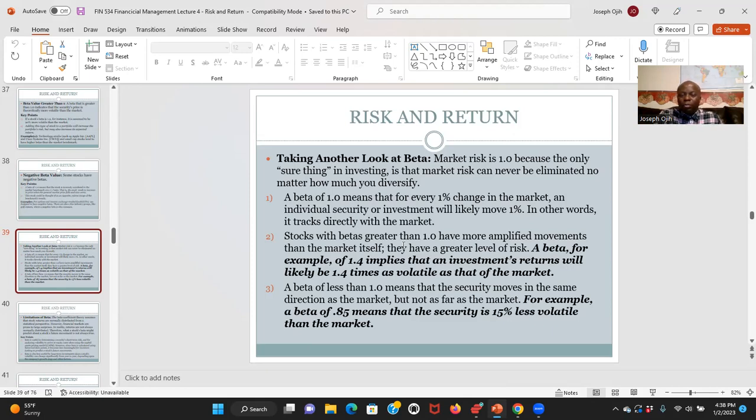But if the beta is greater than 1, that means the asset is riskier than the market. So you have more amplified movement than the market.